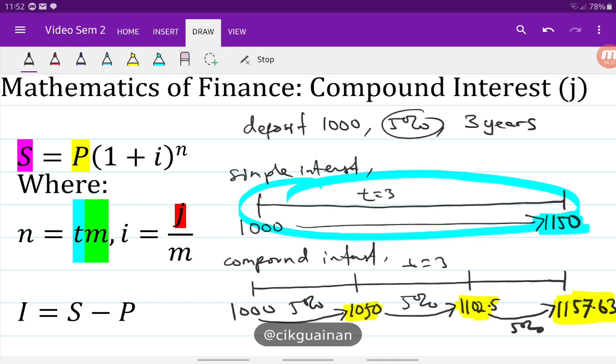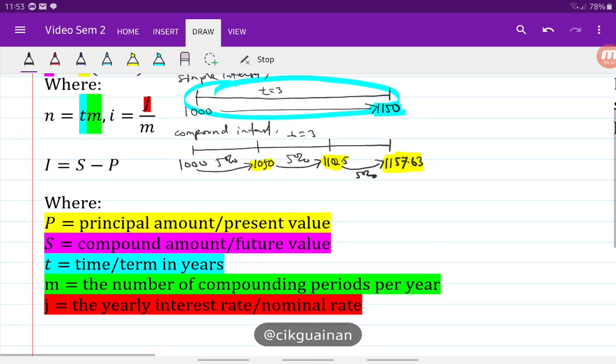Now let's move on to the formula, as we're done with the concept. The formula involved is S equals P bracket 1 plus I to the power of N, where N is T multiplied by M and I is J over M. And also the last one is I, the interest amount, which is S minus P.